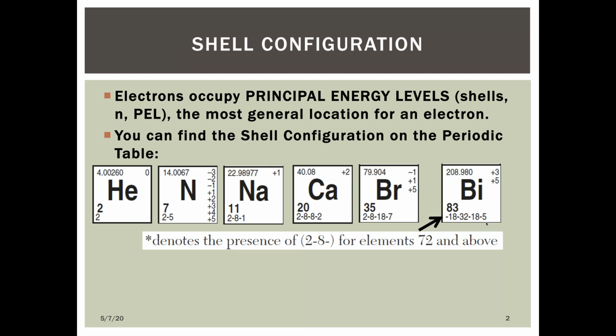I want you to notice something interesting also. You notice how they all start with 2? The first energy level is only big enough to hold 2 electrons. The second energy level is only big enough to hold 8 electrons. The third energy level is only big enough to hold 18 electrons. And the fourth energy level can hold a maximum of 32. So let's look at those 4 energy levels specifically. 2 fit in the first, 8 can fit in the second, 18 can fit in the third, and up to 32 can fit in the fourth.